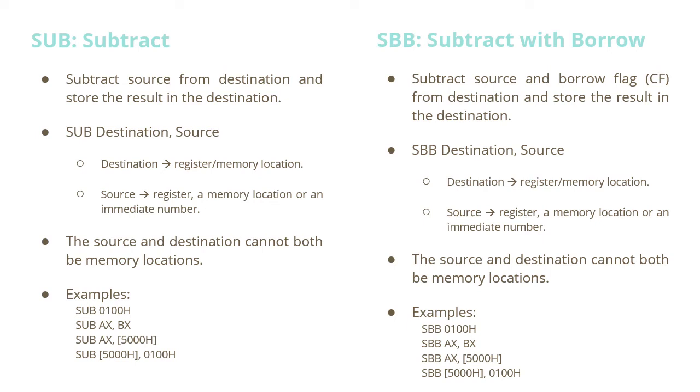Next is SUB 5000H, 0100H, where the immediate number 0100H is getting subtracted from the contents of the memory location 5000H and the result is stored in 5000H itself.